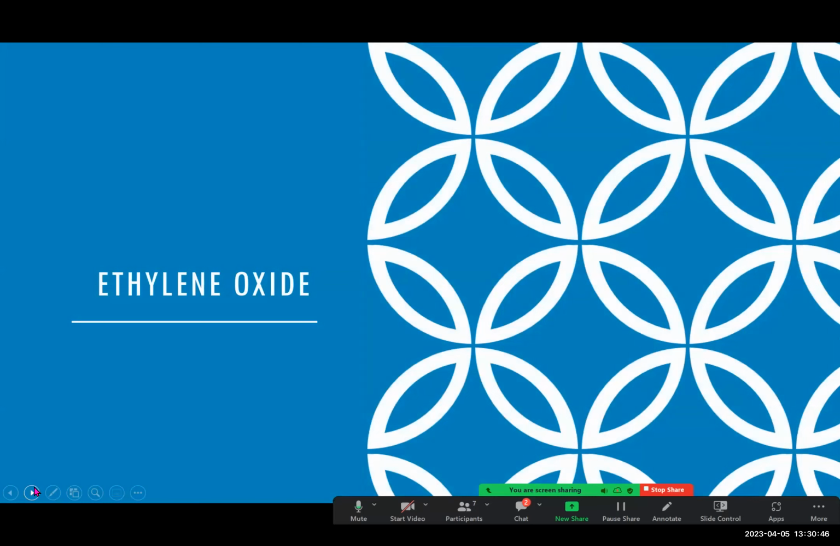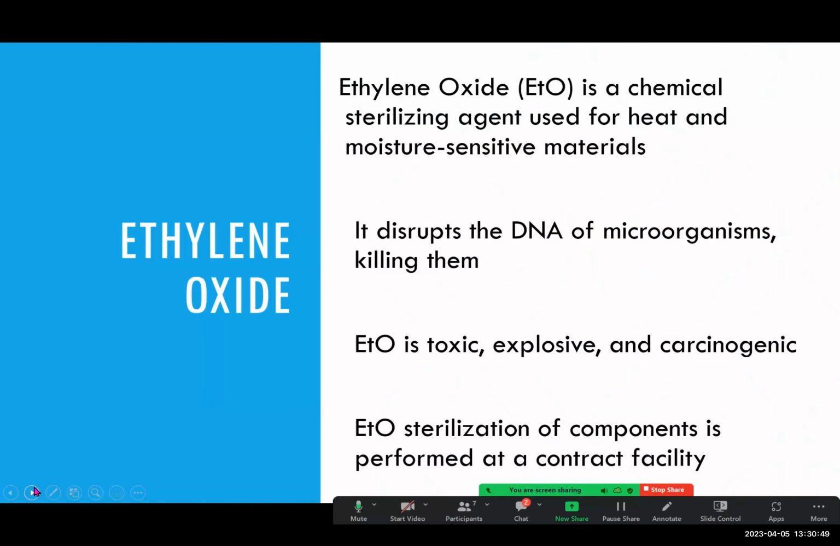All right, the next one we're gonna cover is ethylene oxide, the ETO. Ethylene oxide works by also disrupting the DNA in the microorganism. We also have to protect our employees from it because it can be toxic, explosive, and carcinogenic. So it's highly regulated, and for ETO sterilization, most companies do not perform that themselves. We actually have a contract facility that handles our ETO sterilization.